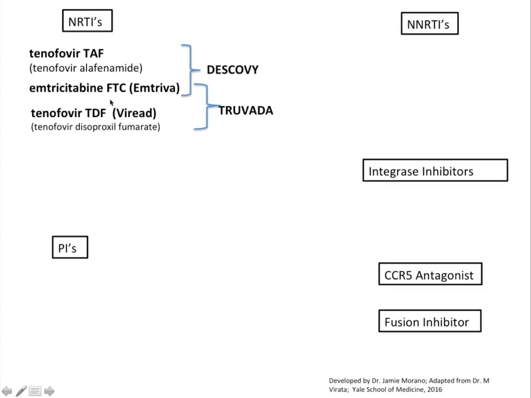the Truvada, the emtricitabine tenofovir, is still more effective. There's some evidence to suggest that the TAF is very good in the cells, but not so good in preventing new transmissions because it has lower extracellular concentrations. Abacavir, ABC, brand name Ziagen, and lamivudine, 3TC, brand name Epivir, gives you Epzicom.